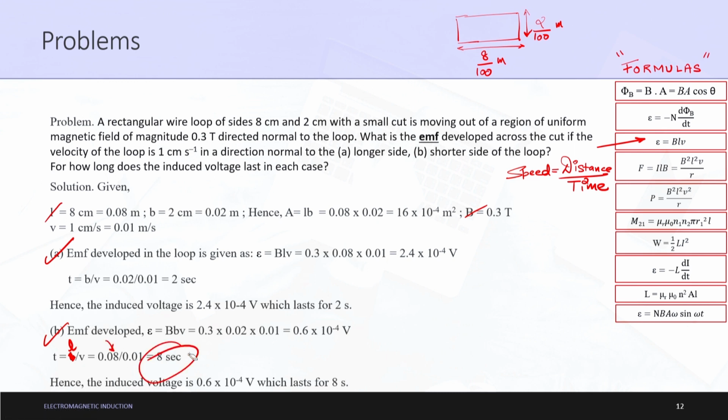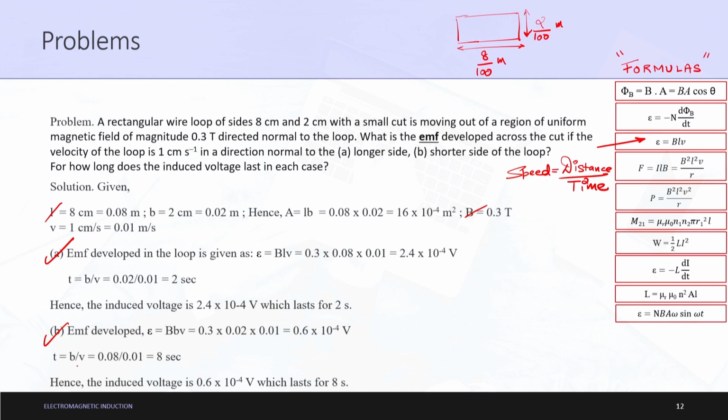which is equal to 8 seconds. So, please make sure that the distance or displacement asked should be of the other side, because the other side is the one which is moving, that is why we need to calculate the value of time with respect to that. Therefore, T is equal to small b upon small v, which is equal to 8 seconds. So, you can see for both sides the time for which the induced voltage is kept is different.